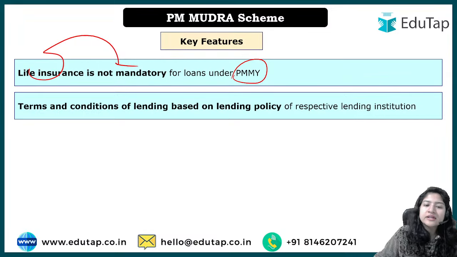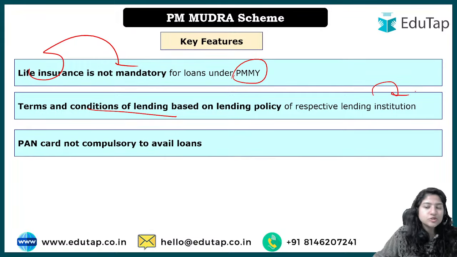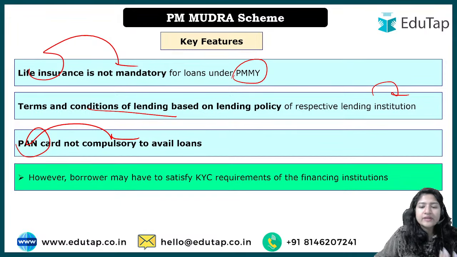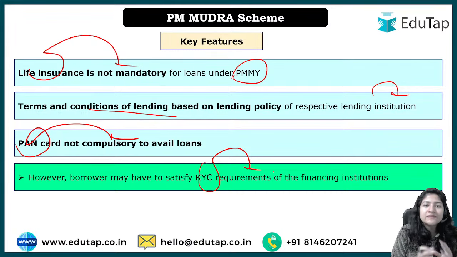And the terms and conditions of how the loan has to be processed will depend on the lending institution. It will not be guided by any upper organization, senior organization. And even PAN cards are not compulsory to avail loan, but yes, there should be some KYC requirement, जो भी आपका, you must have something which will help you with the process, ठीक है. तो पैन कार्ड मैंडेटरी नहीं है, बट एटलीस्ट यू शुड हैव सम KYC, आपके पास कुछ होना चाहिए जिससे आप लोन इजीली ले सको, ठीक है.